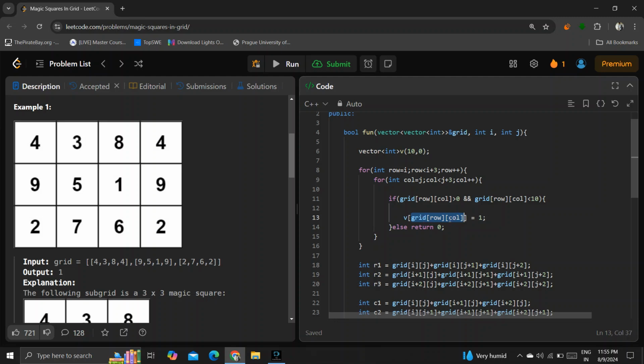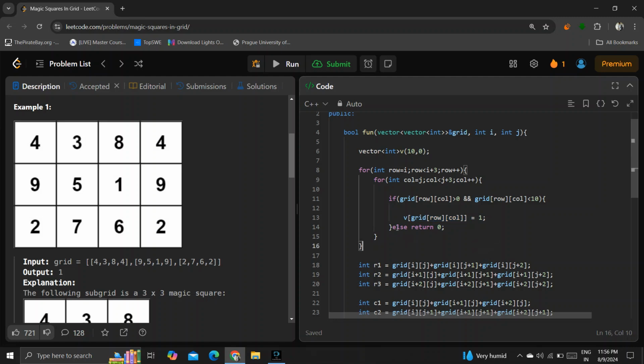Okay, so v of row of column in this case is 4, so v of 4 is equal to 1, then v of 3 is equal to 1, then v of 8, right? So 1 2 3 4 5 6 7 8 9, right? If it satisfies the magical grid condition, then it must contain all the elements from 1 to 9. That's why, at the end, I will simply traverse through this vector and check whether from 1 to 9 all the index values are 1 or not. If not, then I will simply return 0.